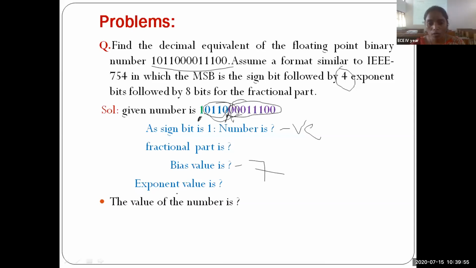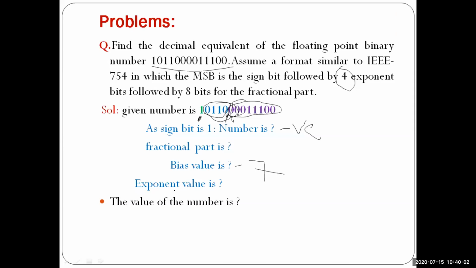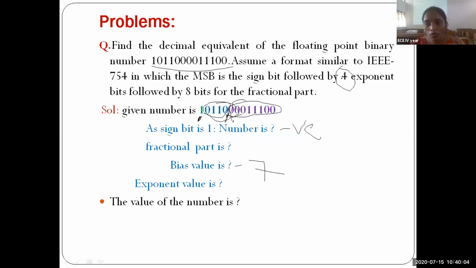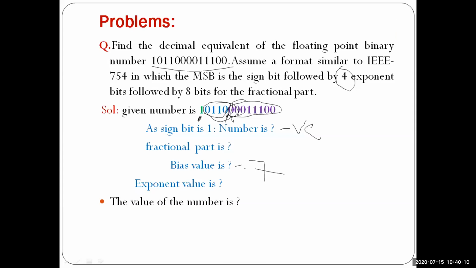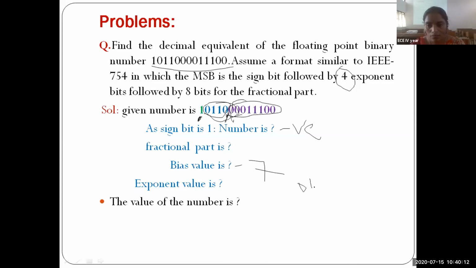And what about the exponent value? Tell me the exponent range first. It is not 0 to 255. Here only 4 bits are assigned, right? So 0 to 16. Sorry, 0 to 15. 0 to 15 is the range.